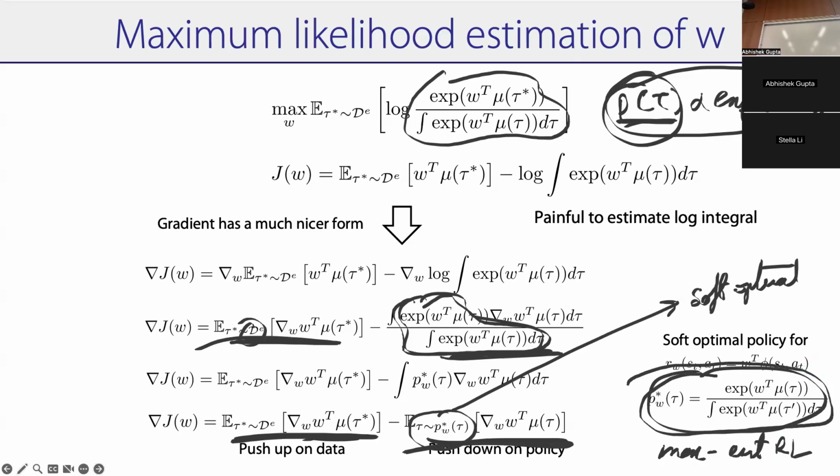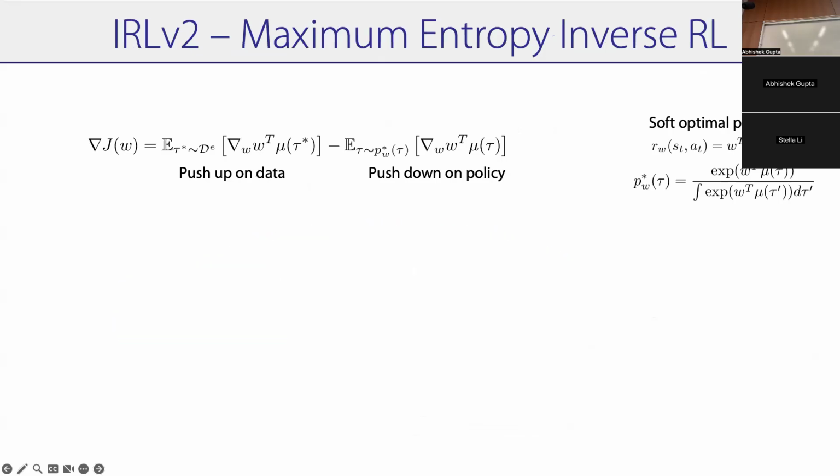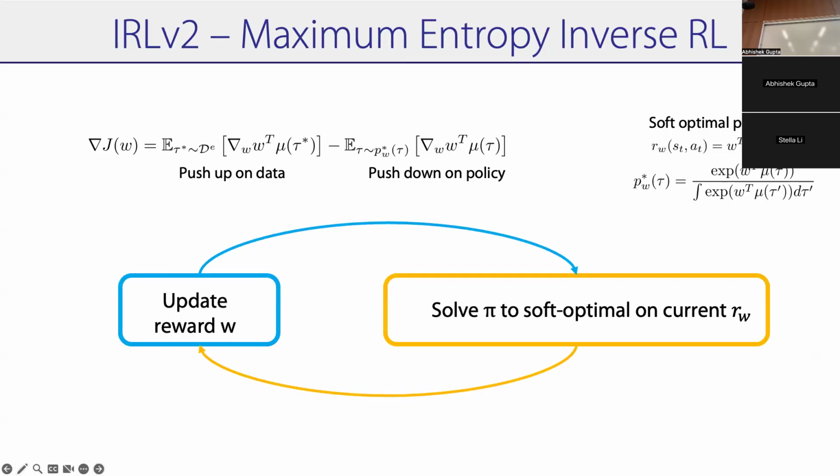So if I can solve SAC, I'm going to take all the trajectories from a solved SAC and push them down. And I'm going to take all the trajectories from my data and push them up. So the way you can think about this from the perspective of the whole algorithm is that you push up on the data. You take your current reward, you solve SAC, it gives you some trajectories, and you push down on all those trajectories. So you choose your reward, you solve for soft optimal policies, you push up the data, you push down everything from your soft optimal policy.